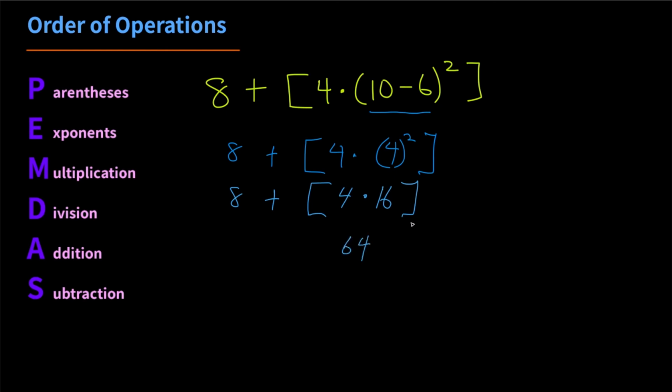And since we are done working within these brackets, I don't need to keep them anymore. We have 8 plus 64. 8 plus 64 is 72. And that's it for these examples.